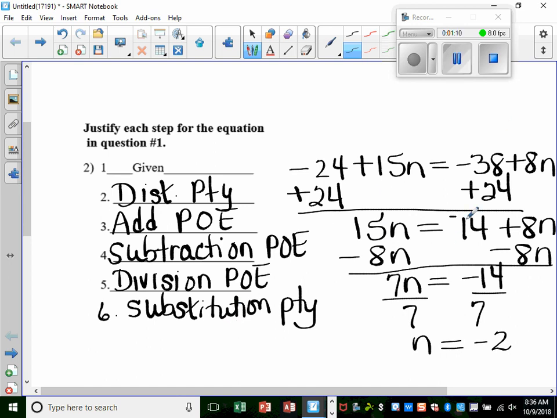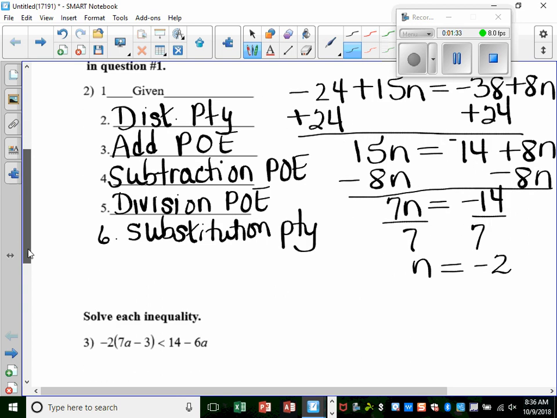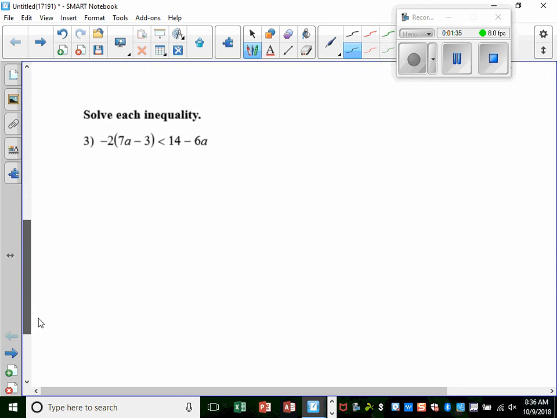Now, you could have followed a different order. Okay, you could have moved things a different way. So this is just one way to show the steps to get negative 2. But everyone should still end up with the answer of negative 2. Okay, you could have gone a different route if you didn't start with the plus 24. Okay. All right, let's move on down to question number 3.